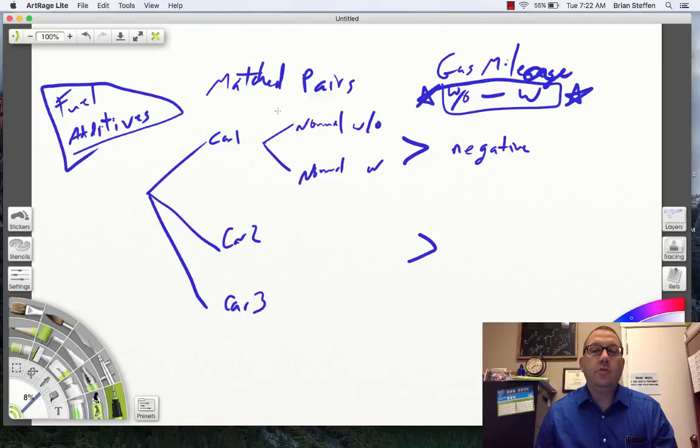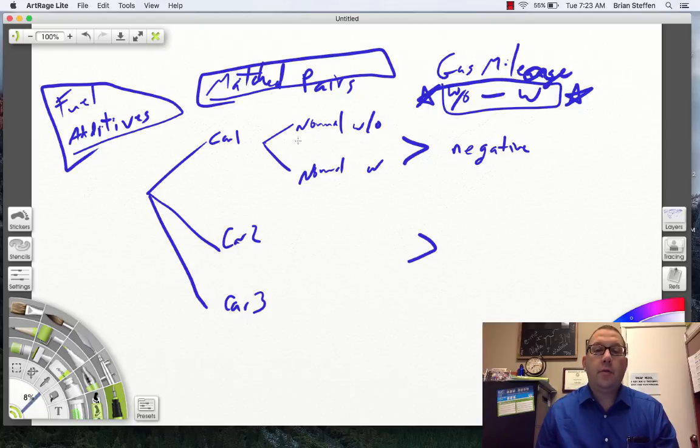The nice advantage of doing a matched pairs design is that I'm comparing how the fuel additive does in each car. So my car is my independent variable, and then I'm comparing the results within that. You can do the same thing when doing any type of design with people as well. So let's say we're doing people.